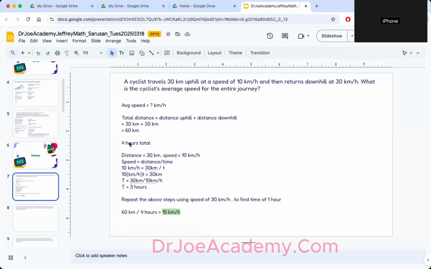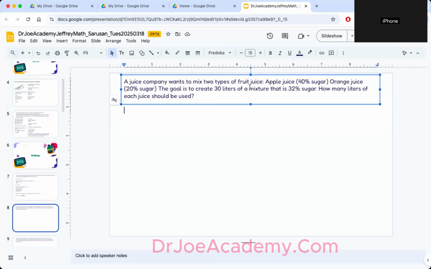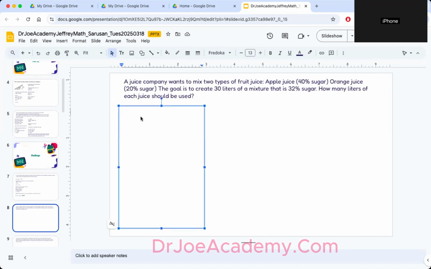All right, let's move over to our next question. Another question that deals with percentages. A juice company wants to mix two types of fruit juice. Apple juice is 40% sugar, orange juice is 20% sugar. The goal is to create 30 liters of a mixture that is 32% sugar. How many liters of each juice should be used?